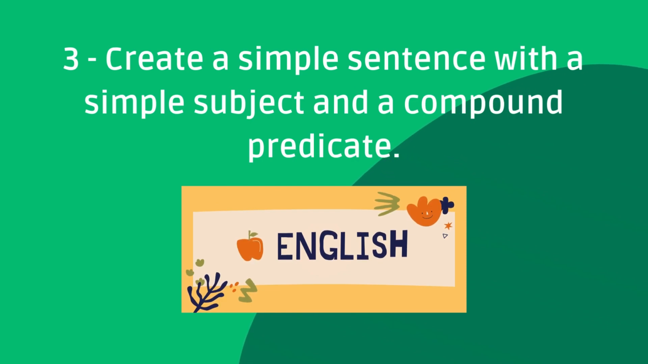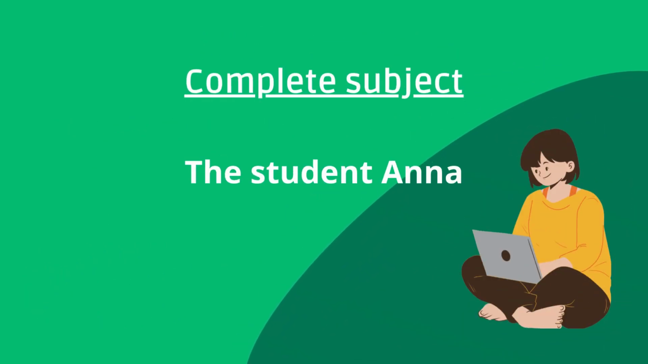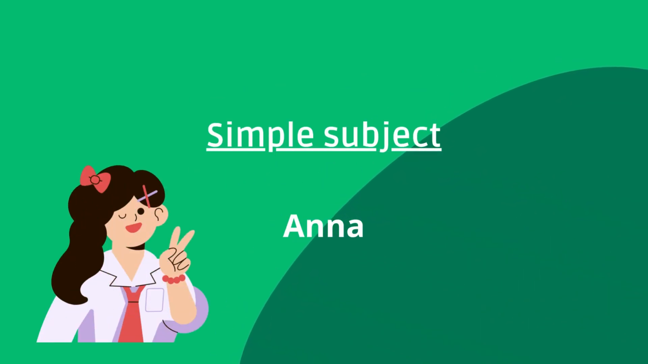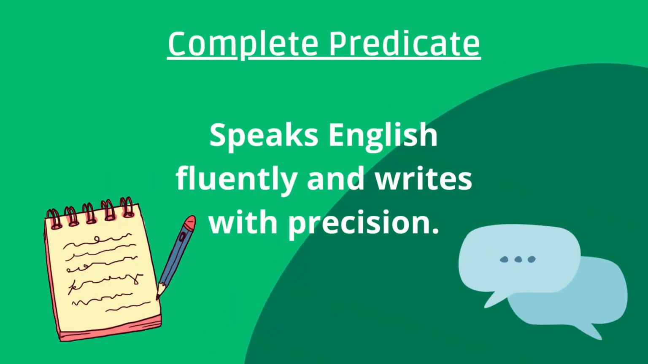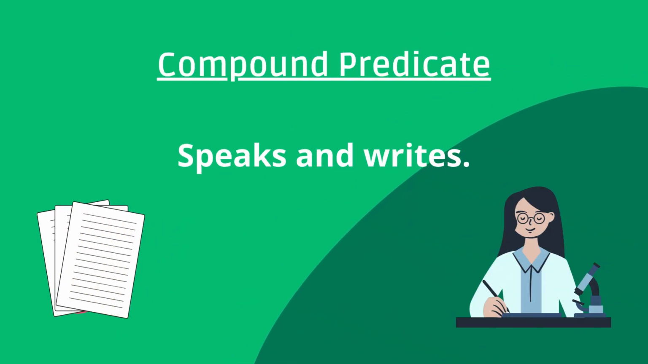Now we will create a simple sentence with a simple subject and a compound predicate. In the complete sentence, we have: the student Anna speaks English fluently and writes with precision. In this sentence, we have one subject performing two verbs. The complete subject is the student Anna, and the simple subject is only Anna. In the complete predicate, we have speaks English fluently and writes with precision. And in the compound predicate, we have two verbs, speaks and writes.